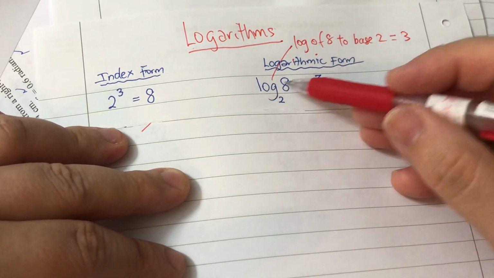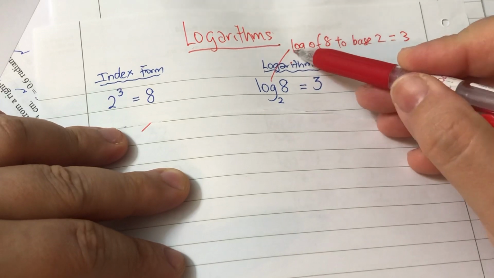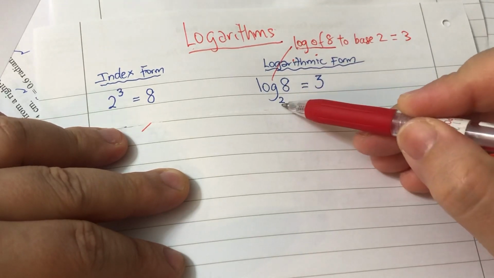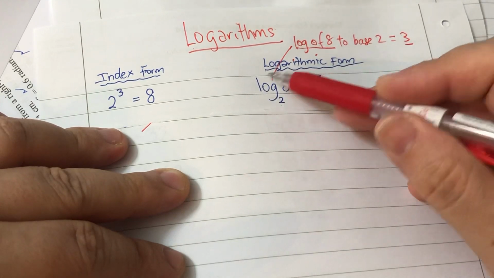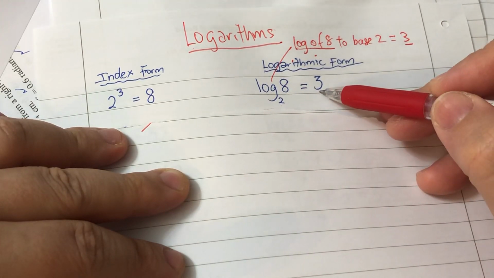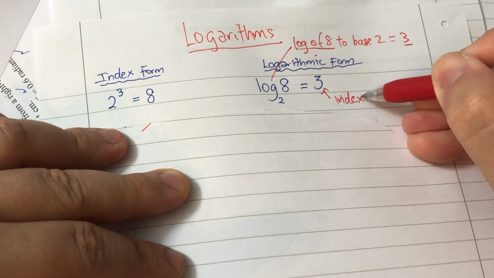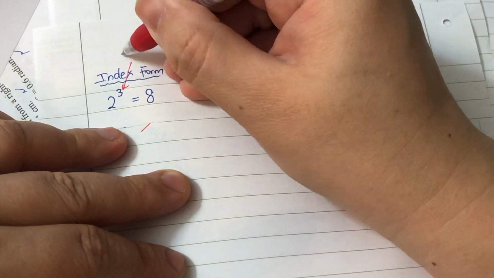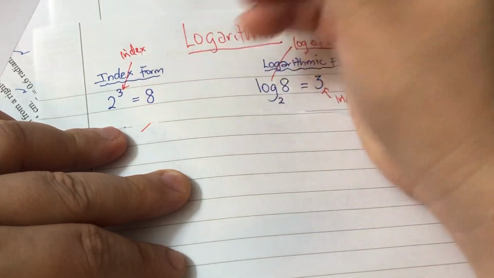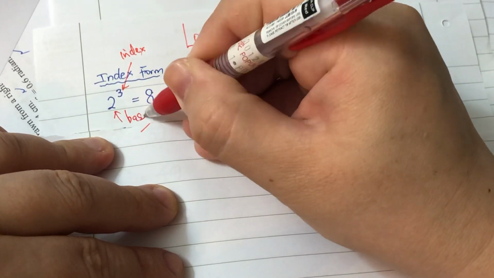So when I give you this, it is logarithm of 8 to base 2 equals 3. Now for a logarithm, the answer is actually the index. Remember when you learned index form, this number here, the power, is actually the index, and then this is your base.